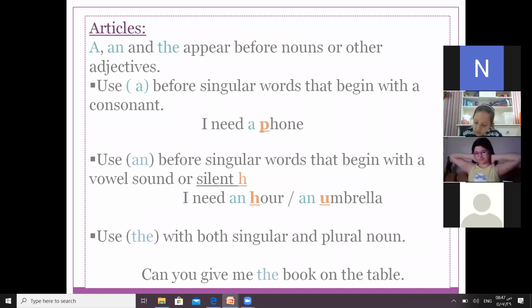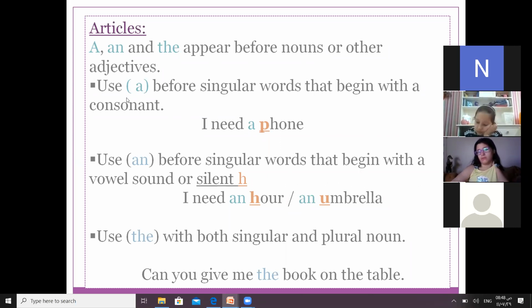Now, let's talk about another type of adjective. We call it article. Remember the articles? Articles are a, an, and the. When do we use a? When do we use an? And when do we use the? Now, a, an, and the appear before nouns or other adjectives.